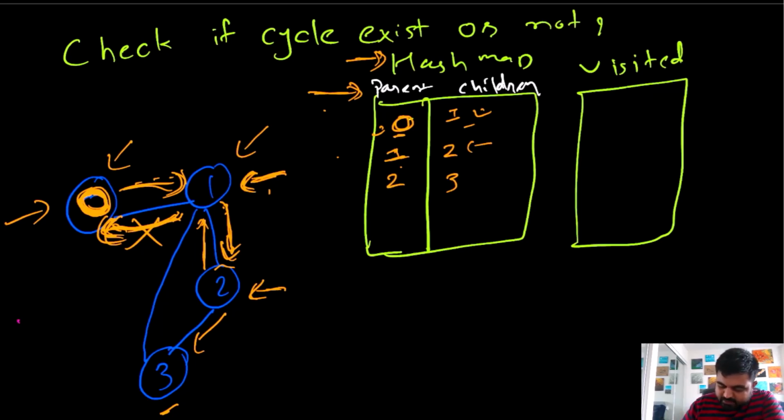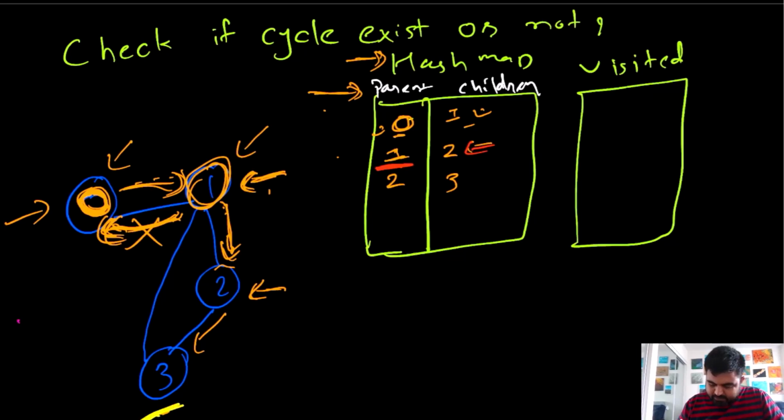Now again, from this 2, when we try to go back to 1, is that a cycle? So first we check whether this 1 exists in the hash map or not. 1 exists in the hash map over here, and 2 is one of its children. So because 2 is one of its children, we are going to ignore this case, and we are just going to move on with our lives.